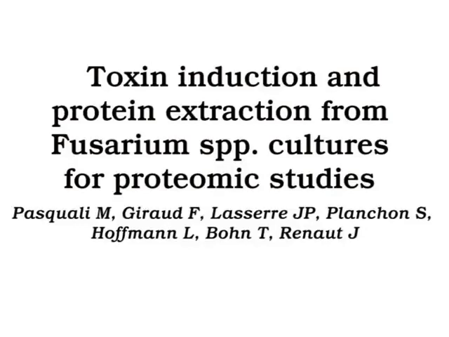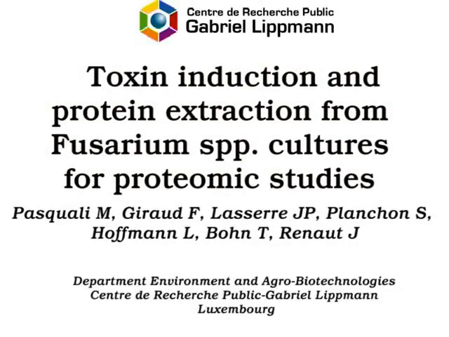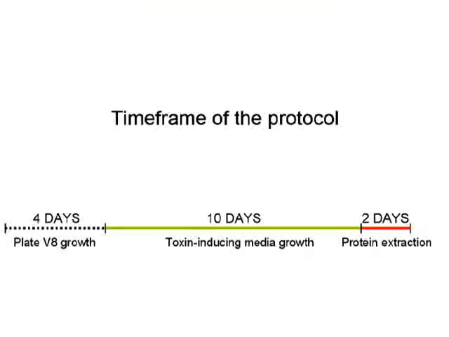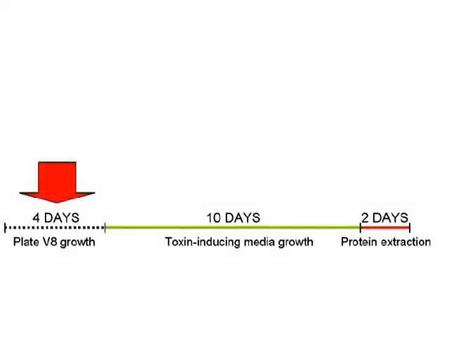This video describes a procedure used to induce toxin synthesis in Fusarium species, in this case Fusarium graminearum, and the protocol for whole protein extraction used for proteomic studies in our laboratory. The length of the procedure is 16 days: 4 days for fungal growth, 10 days for toxin synthesis, and 2 days for protein extraction.